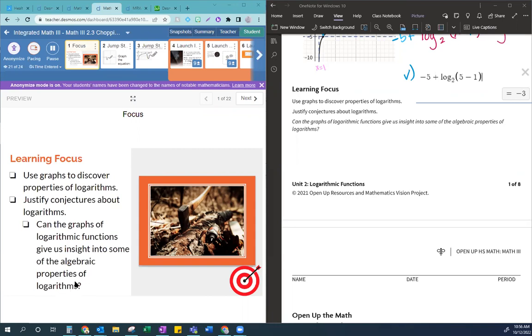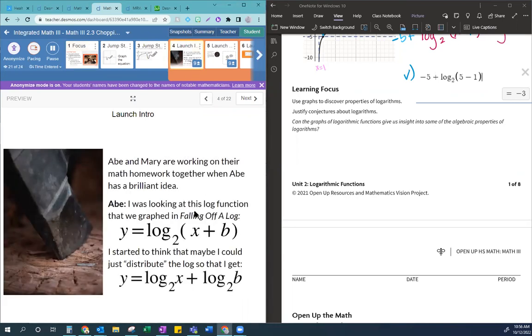Okay, so it says, can the graphs of log functions give us insight into some of the algebraic properties of logs? Can the graphs give us understanding of properties of logs? So we're going to listen to Abe and Mary talk about a couple of things.